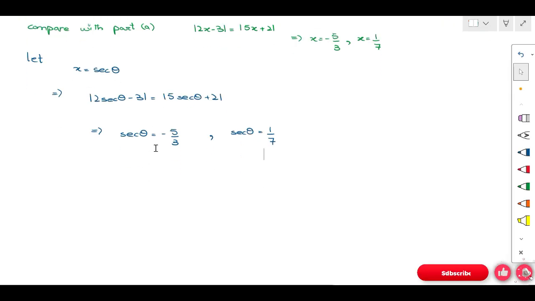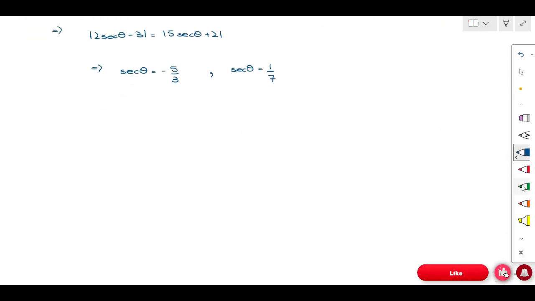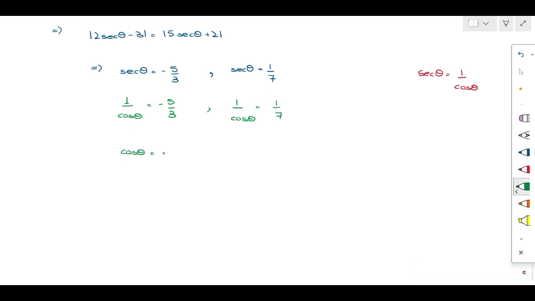Now secant is the reciprocal of cos. Secant theta is basically 1 over cos theta. If I substitute this value, 1 over cos theta equals minus 5 by 3, and here 1 over cos theta equals 1 by 7. So do the reciprocal on both sides. Here cos theta equals negative 3 by 5, and here cos theta equals 7 by 1, or just 7. From here you will get no solution because the range of cos must lie between 1 and minus 1.